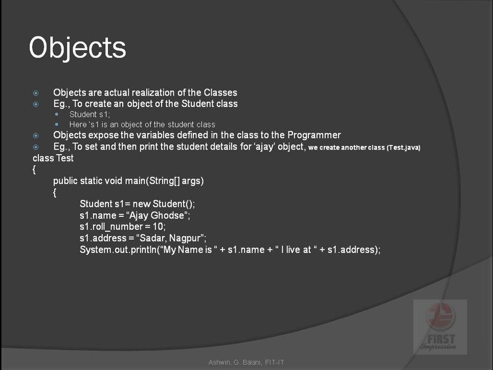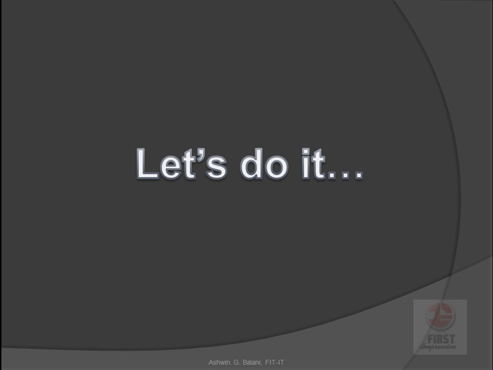So S1 is what? S1 is an object of the student class. Inside the student class object, I want to access the name property. So I'll say S1.name. So it will return me Ajay Godse, plus, in double quotes, "I live at". This will be a string, plus S1.address. So what will S1.address give me? You're right, it will give me Sadar Nagpur. So the output of this program should be: My name is Ajay Godse. I live at Sadar Nagpur. Let's try to do this thing.